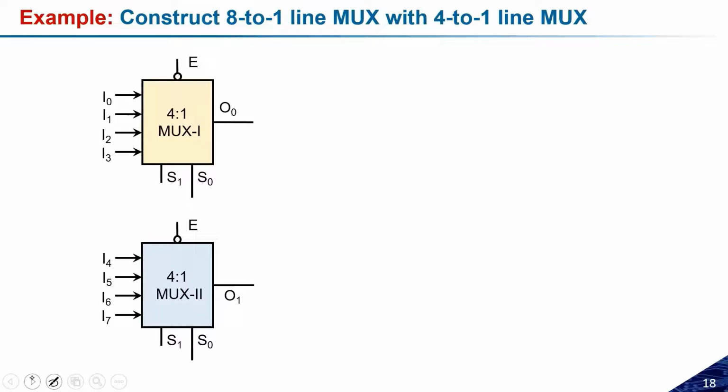Now our objective is based on this input combination. One very important thing: how many control signals are needed to construct the 8:1 multiplexer? How many control signals are needed? Sir, 3. 3 control signals.